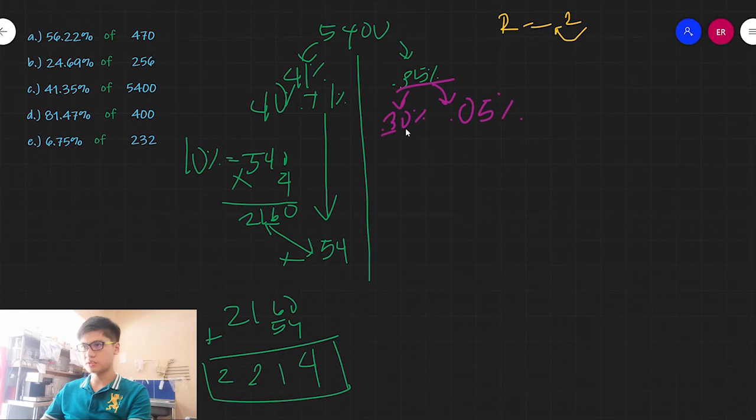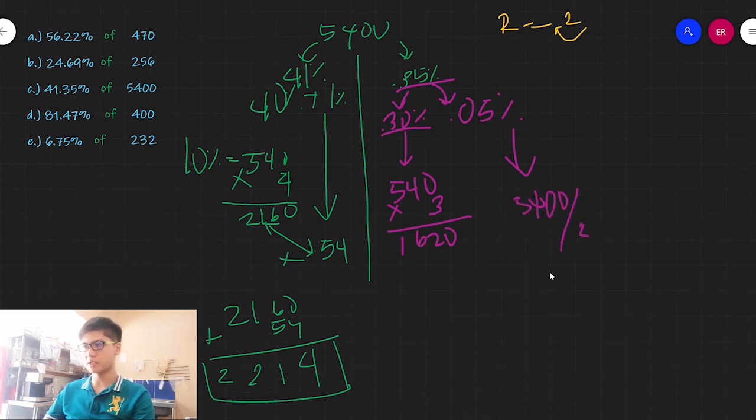To get a 30%, all we have to do is just get the 10% of 5,400, which is 540, and then we multiply it by 3. And our answer would be 1,620. All right, and then we get the remaining 5%, which is just the 10% of the number we're talking about, divided by 2, and it's equal to 270.